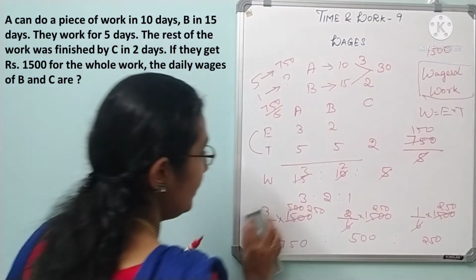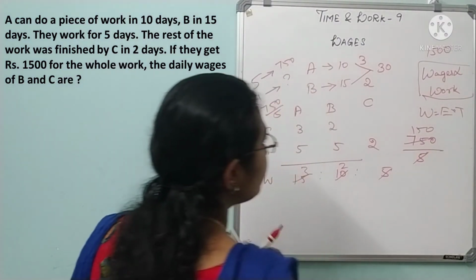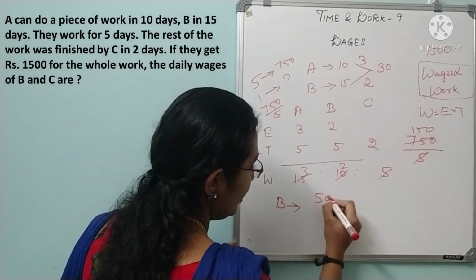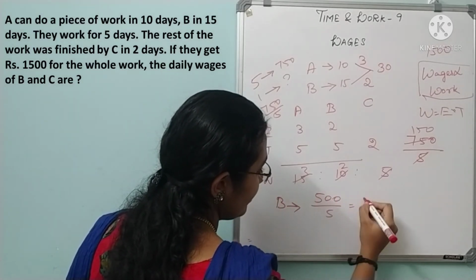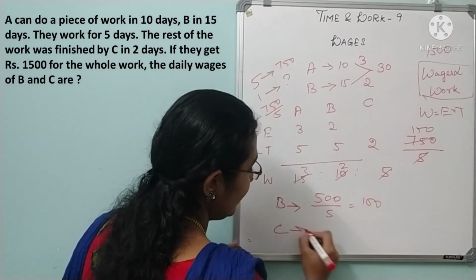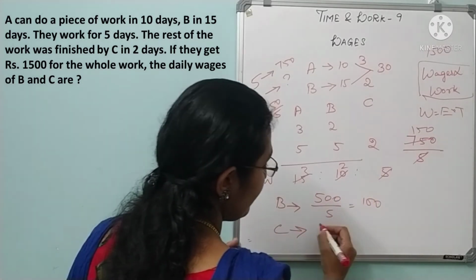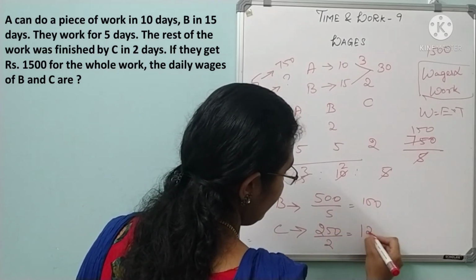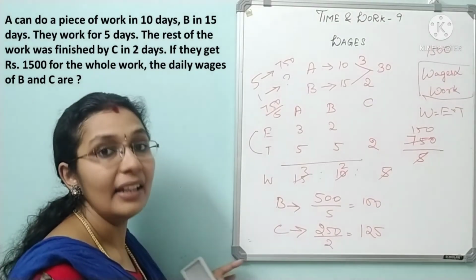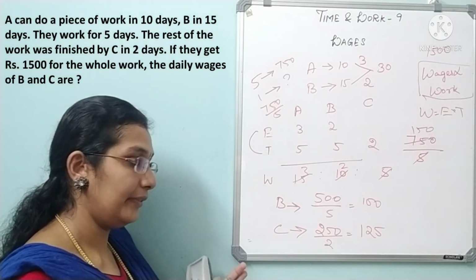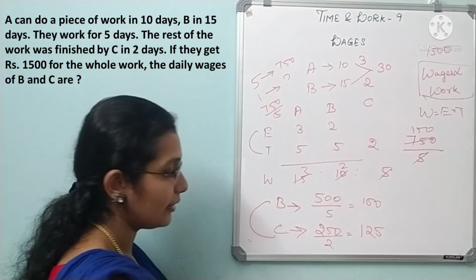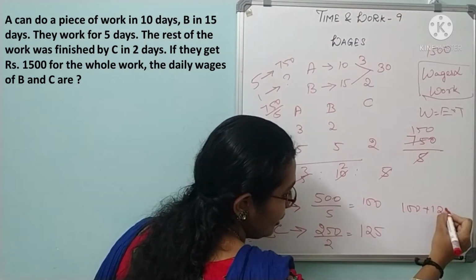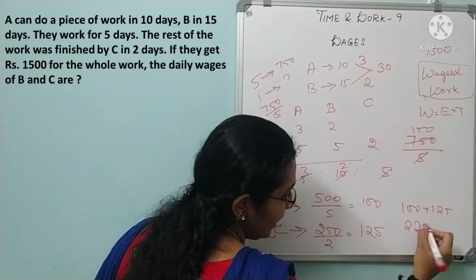If they ask for B, B's daily wages is, his share is 500 and he works for 5 days, which is 100 rupees. And for C, his share was 250 and he worked for 2 days, so 125. This is their daily wages. Here they are asking for daily wages of B and C. So 100 plus 125, which is 225.